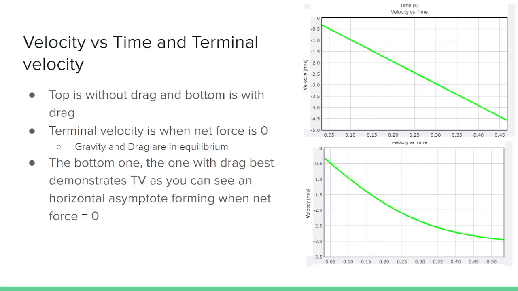Alright, velocity versus time and terminal velocity. So the top one here is the one without drag, and the bottom one here is the one with drag. Terminal velocity is when net force is equal to 0, meaning that gravity and drag are in equilibrium. The one that best demonstrates this is the bottom one right here, where you can see as the graph travels down, it reaches a horizontal asymptote, which would show when acceleration is equal to 0, which means net force is equal to 0.